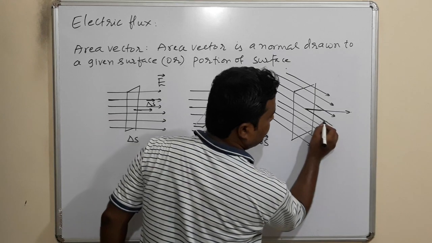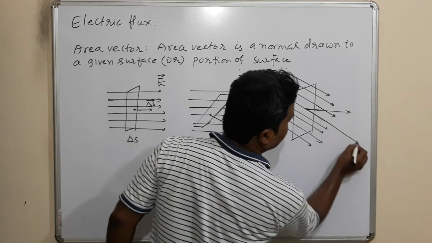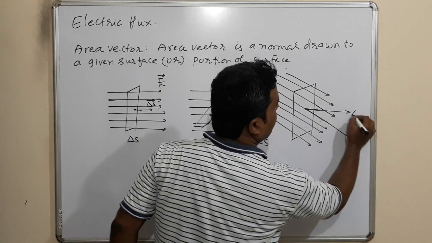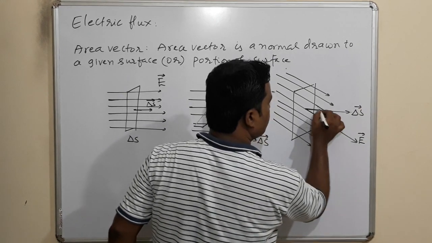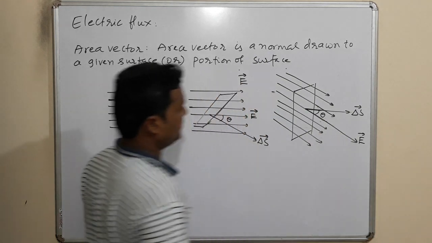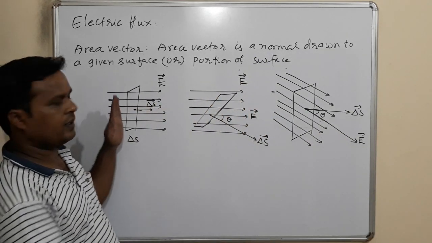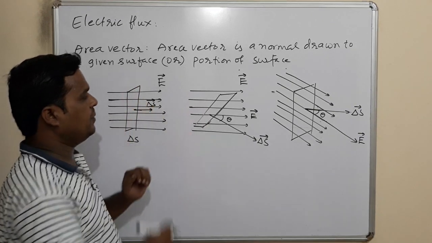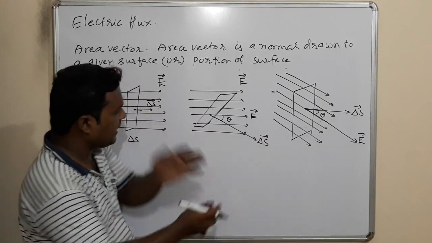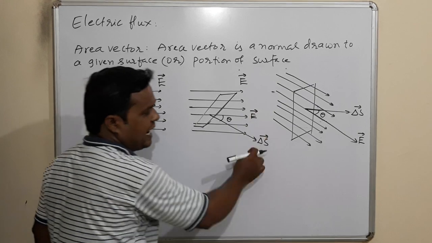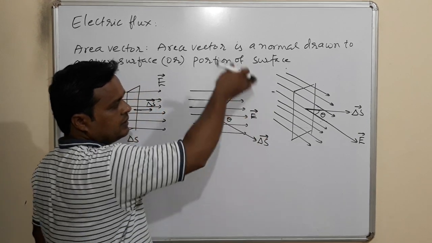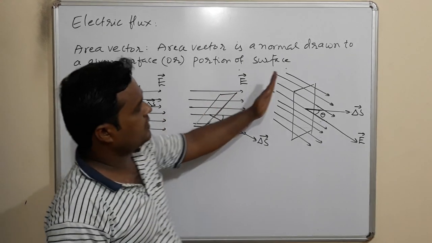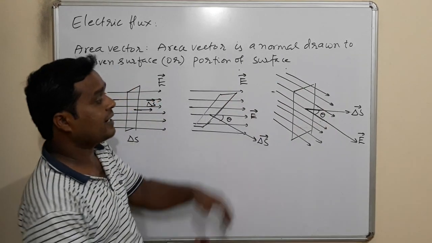And this line I am extending like this. This is the direction of the electric field. This is the area vector. Then this is the angle. In the first case, the area vector and electric field are in the same direction. Now in the second case, the area vector is making some angle with the electric field. In the third case also the angle remains the same. In this case I tilted the area. In this case I changed the direction of the electric field.